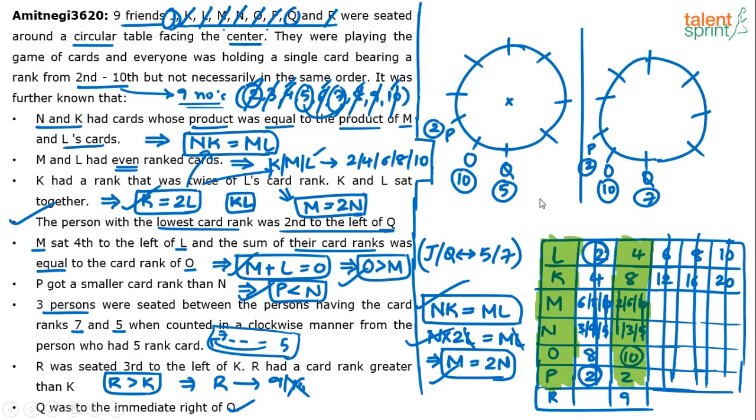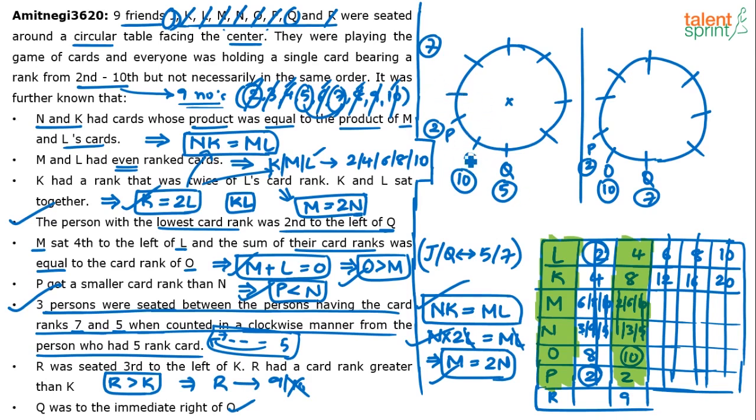Yeah. Now go to this point. Which point? 3 persons are seated between the persons having the card ranks 7 and 5 when counted in a clockwise manner from the person who had the 5th rank card. Now who had the 5th rank card here? Q. Q has the 5th rank card. There are 3 persons between 5 and 7 when counted in the clockwise manner from 5. Count in the clockwise manner from 5, this direction. 1, 2, 3. This should be the 7th rank card.